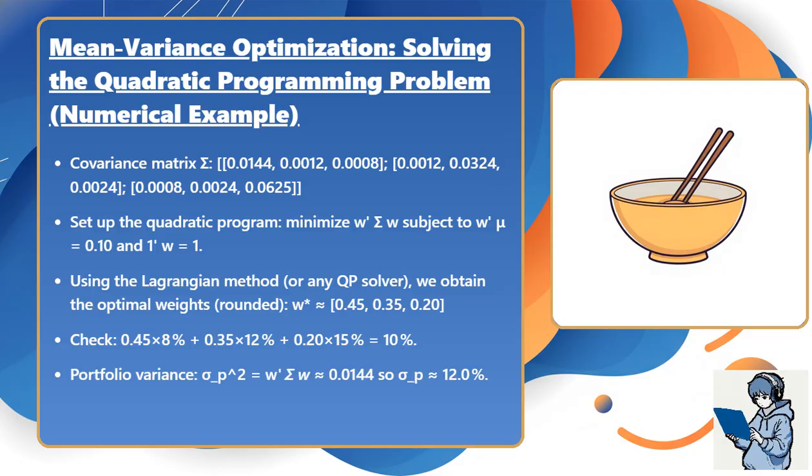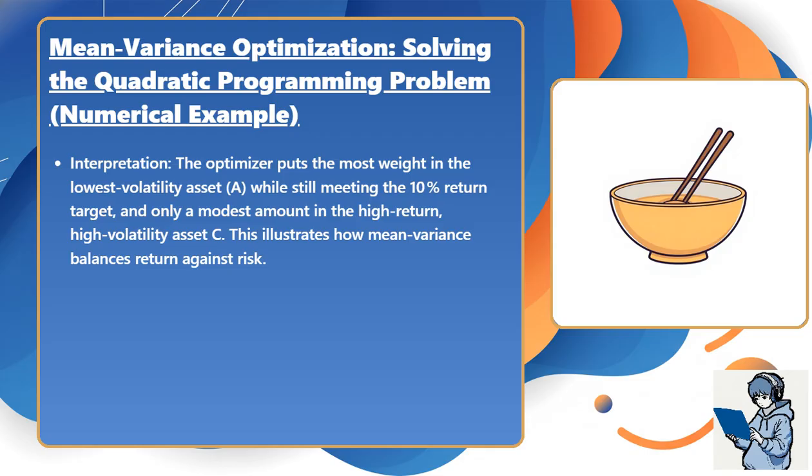Portfolio variance sigma sub p squared equals W star transpose sigma W star, approximately equals 0.0144, so sigma sub p approximately equals 12.0%. Interpretation: the optimizer puts the most weight in the lowest volatility asset A while still meeting the 10% return target, and only a modest amount in the high return, high volatility asset C. This illustrates how mean variance balances return against risk.